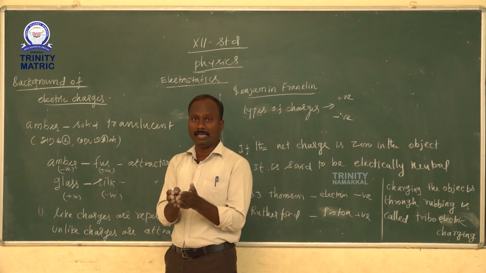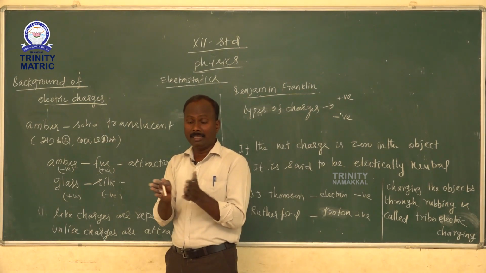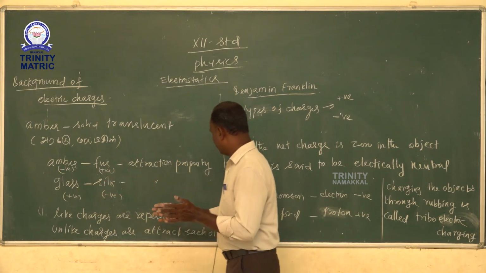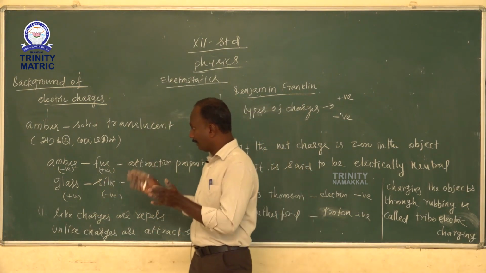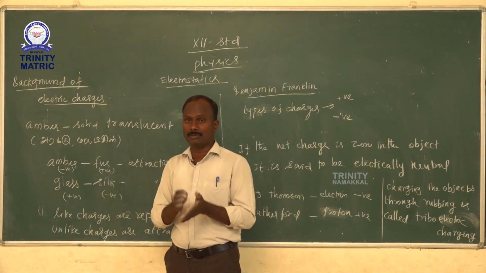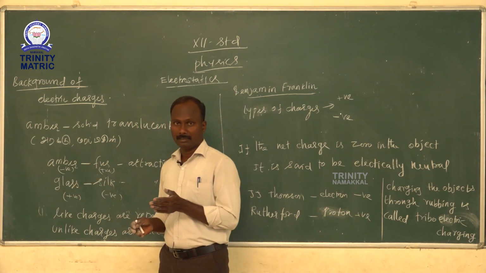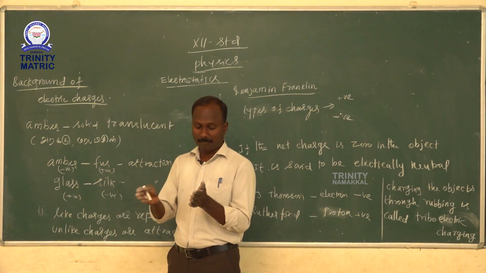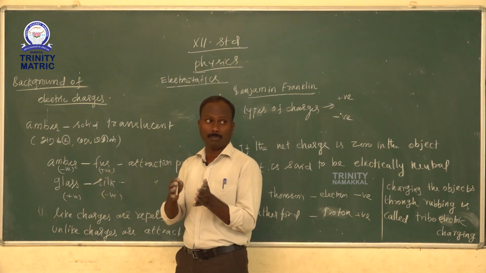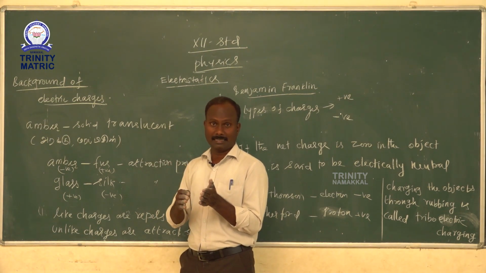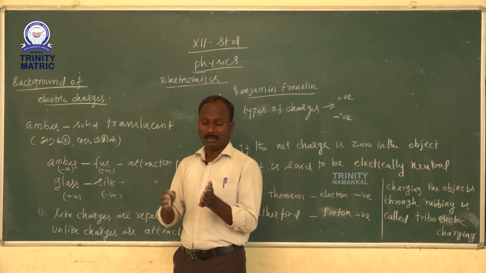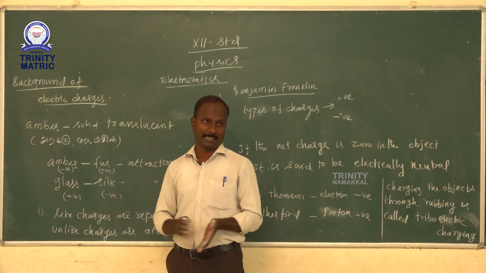When it is kept near the other amber, it repels, because amber only creates negative charge. Then another rubbed glass rod kept near the first glass rod also repels, because they have the same property. Like charges repel each other. We concluded that like charges repel each other.